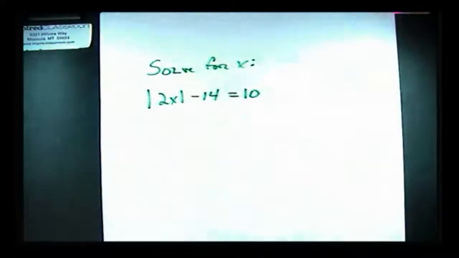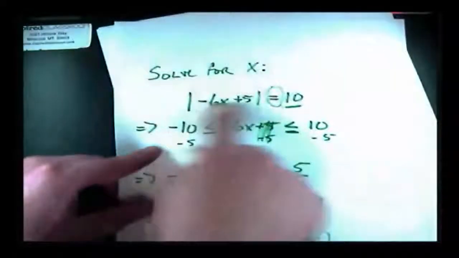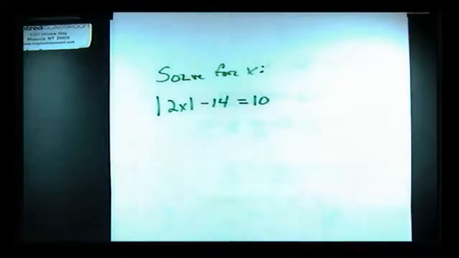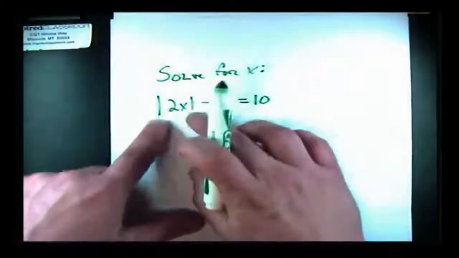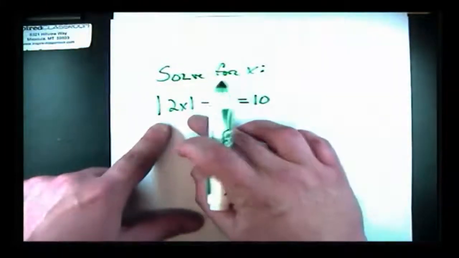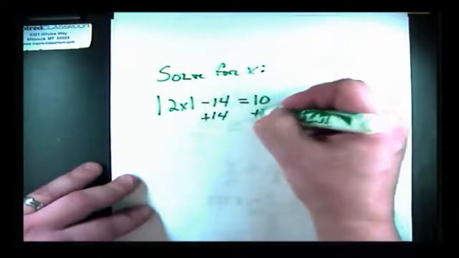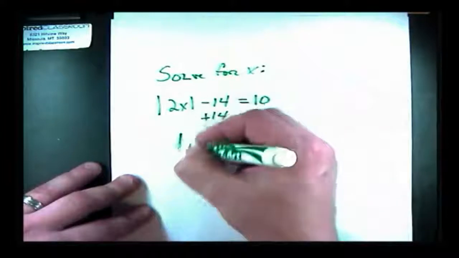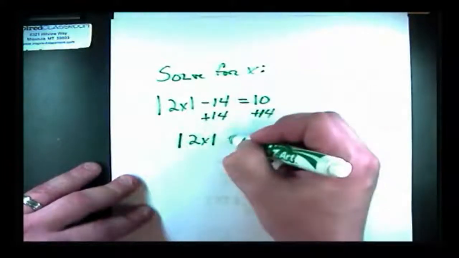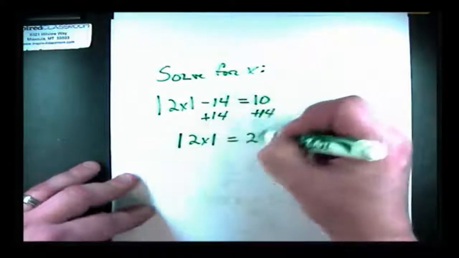So notice here our absolute value signs don't look the same as our last problem. We had all of this stuff in the absolute values. Over here now we just have this stuff in the absolute value. So it's important to recognize where that is. I can't break it up yet because it has to be just absolute values on one hand side. So in order to do that, I'll add 14. Add 14. So now I have the absolute value of 2x is equal to 24.